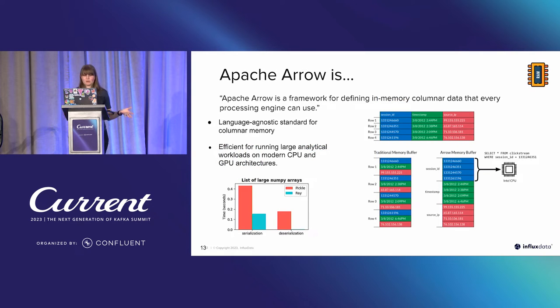So in case you guys are not aware, Apache Arrow is a framework for defining basically an in-memory columnar data store. It claims to be a lot more efficient at analytical workloads as well as CPU and GPU architectures.